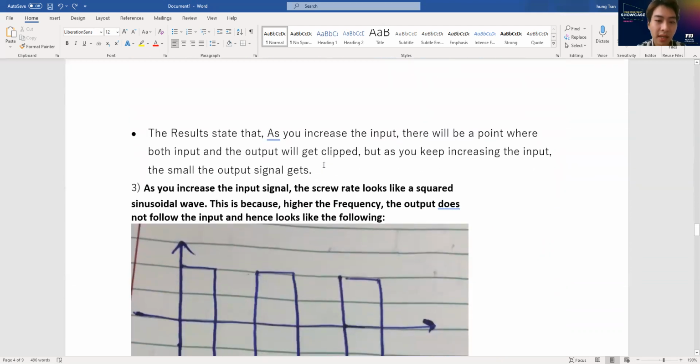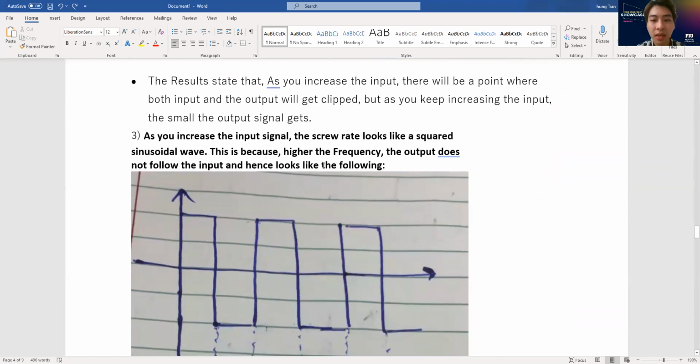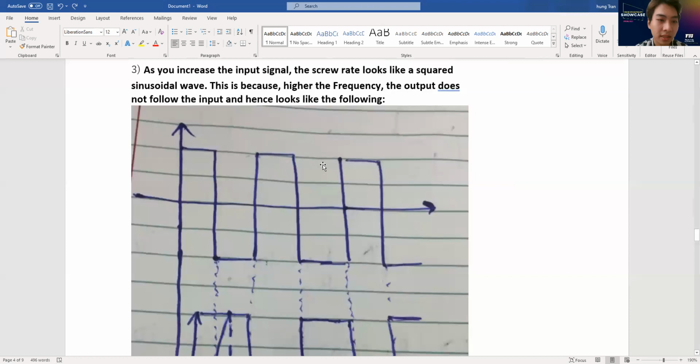The results state that as you increase the input, there will be a point where both input and output get clipped. But as you keep increasing the input, the output sine is getting smaller.